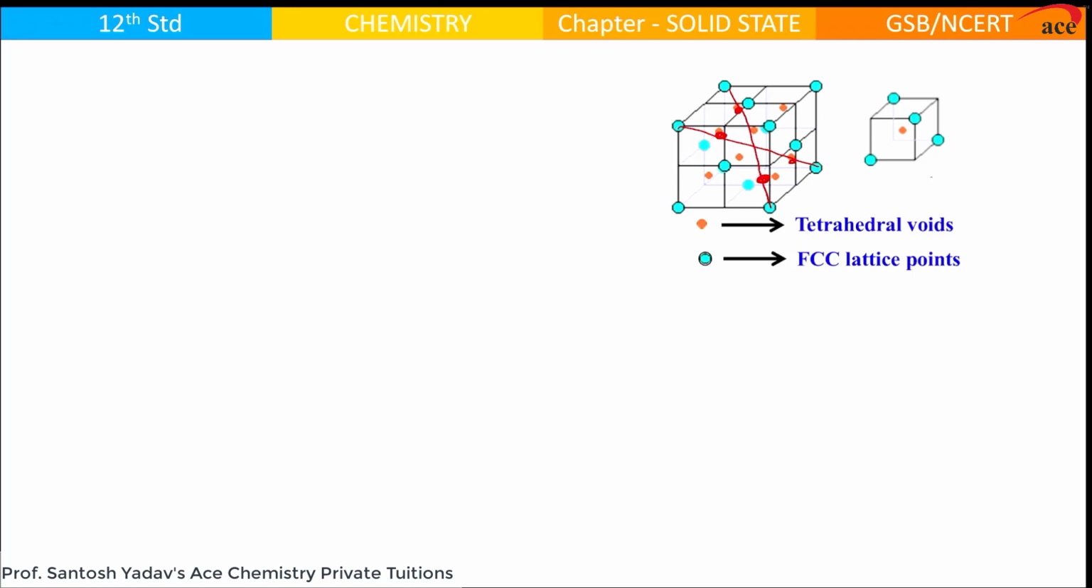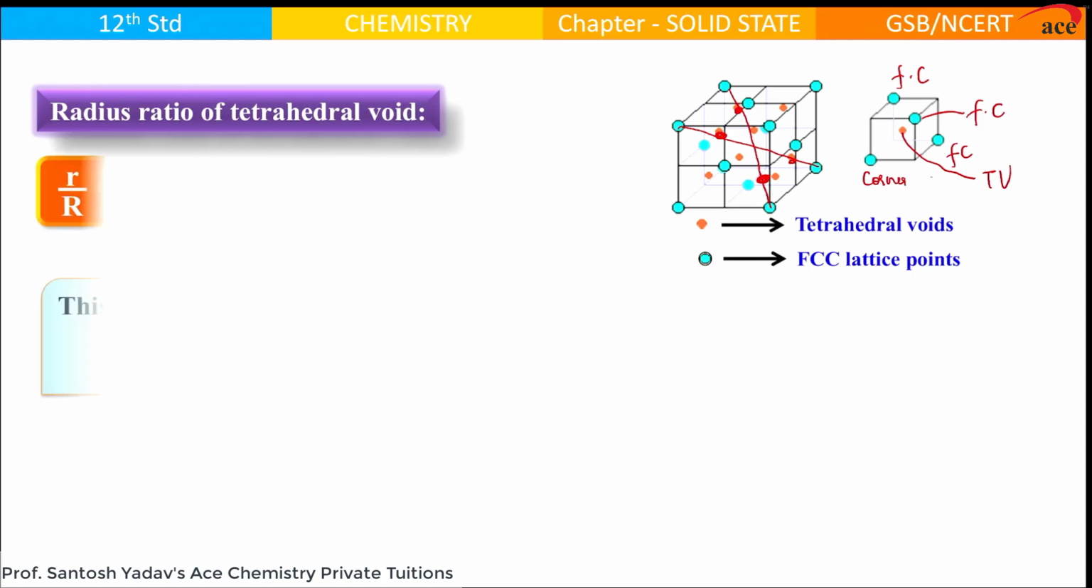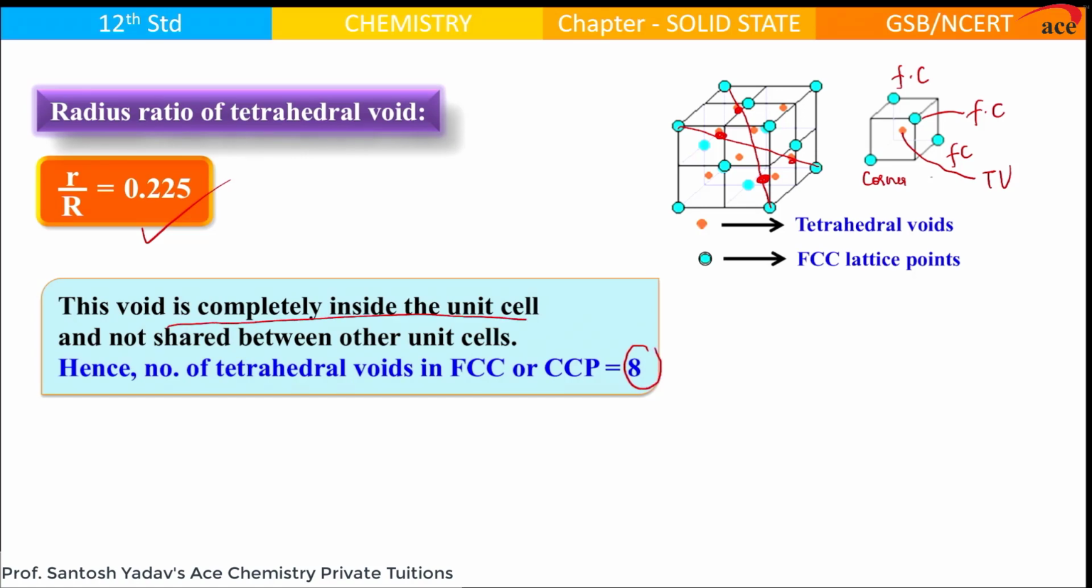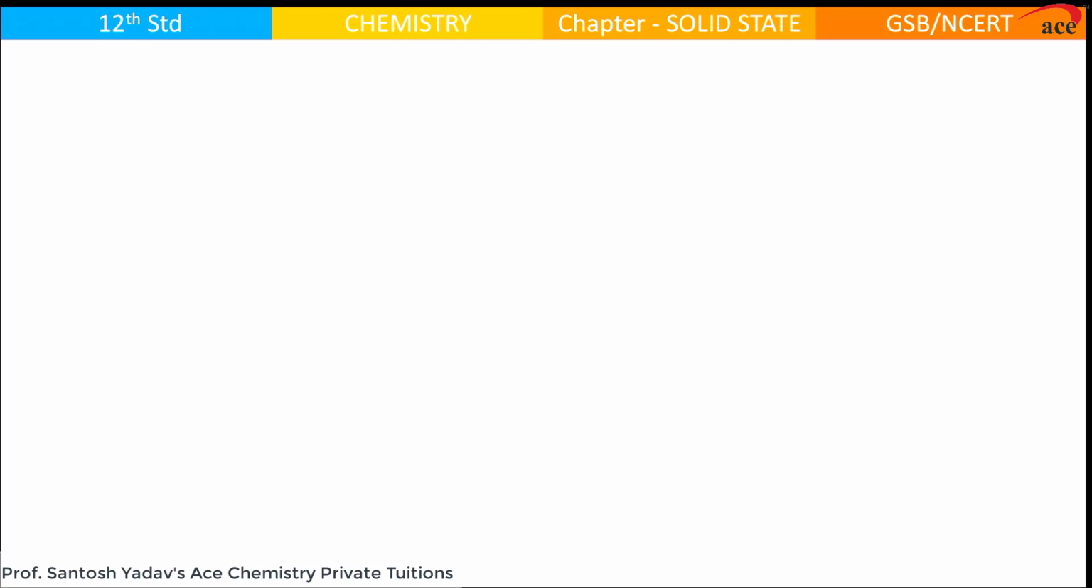If you remember, this is the corner, this is the face center, this is also face center, this is also face center, and this orange dot is nothing but the tetrahedral void. By using trigonometry, we have found out the radius ratio of tetrahedral void is 0.225. And there are how many tetrahedral voids? 8, and all of them are present inside the unit cell, and they are not shared by any other unit cell. Therefore, the number of tetrahedral voids in an FCC or CCP unit cell is 8.